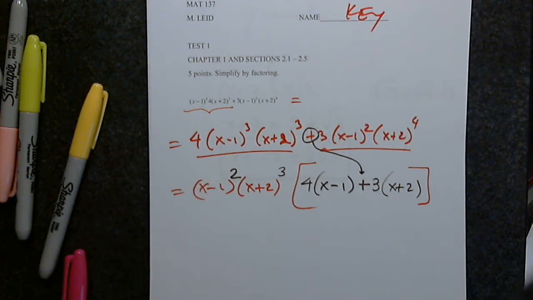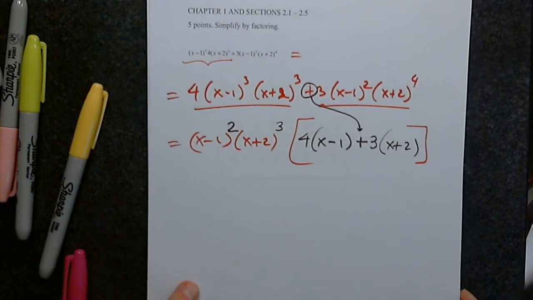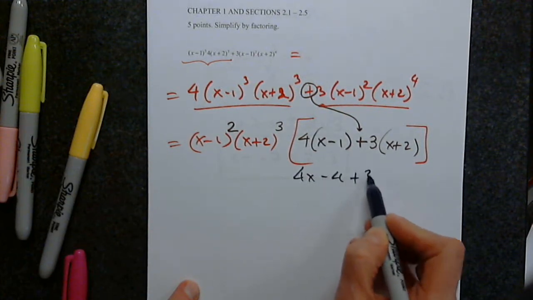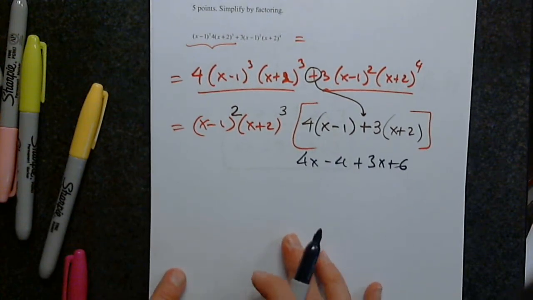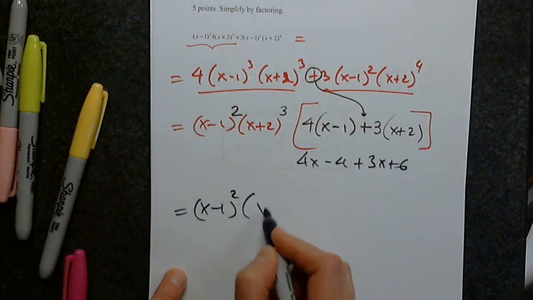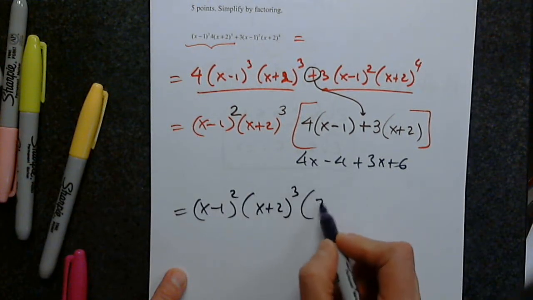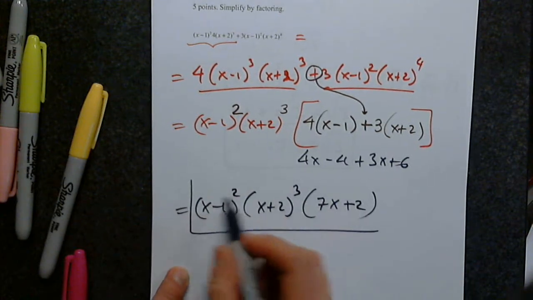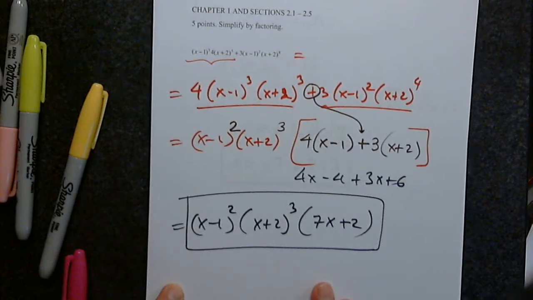Yes? Right, that's why I asked you to do those 7 problems to see if you have any difficulties with it. So always redo those. Any questions? So now I have 4x minus 4 plus 3x plus 6. And the simplified form will be x minus 1 squared, x plus 2 cubed, and thus 7x plus 2. And this is it. So what did we accomplish with this? Well, we have a sum of two terms, and now we have just one term with three products. I mean, one product with several factors. Is this clear?